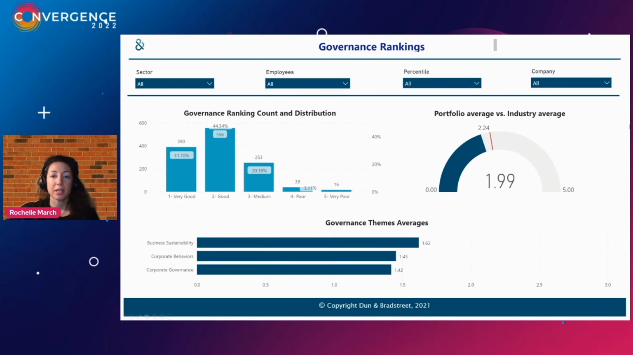And same with governance. Here we're looking a lot more at compliance, business transparency, corporate behaviors, and business resiliency. How well set up is this company to deal with volatile events, both financially and just operationally, whether those events are economic downturns or natural disasters.